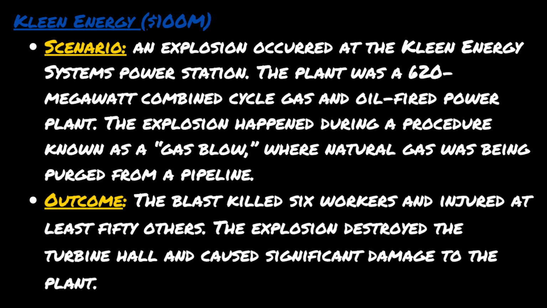An explosion occurred at the Clean Energy Systems power station. The plant was a 620 megawatt combined cycle gas and oil-fired power plant. The explosion happened during a procedure known as a gas blow, where natural gas was being purged from a pipeline. The blast killed 6 workers and injured at least 50 others. The explosion destroyed the turbine hall and caused significant damage to the plant.